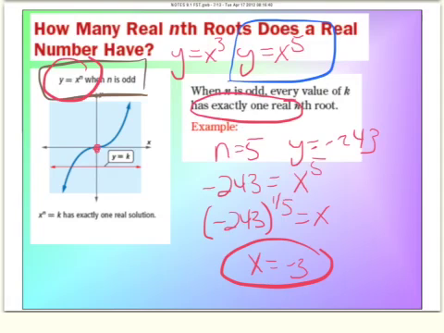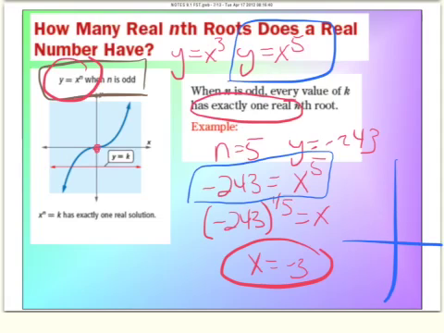What this is saying is if you were to take this particular equation here and graph it, you're going to end up seeing that this graph will cross the x-axis at negative 3. You're going to see one real solution, something of this nature. And that's going to be the case whenever you have an odd function. It will guarantee to cross the x-axis one time and have one real root.